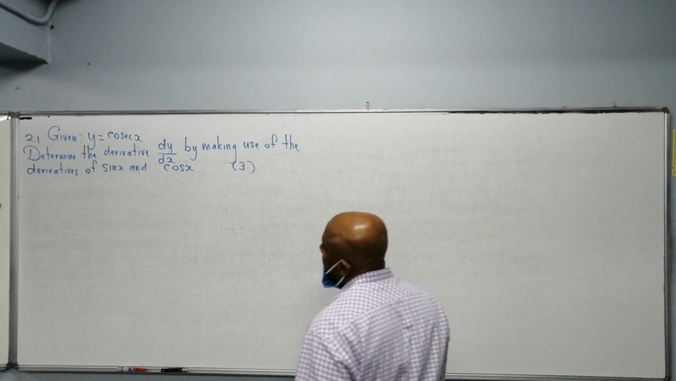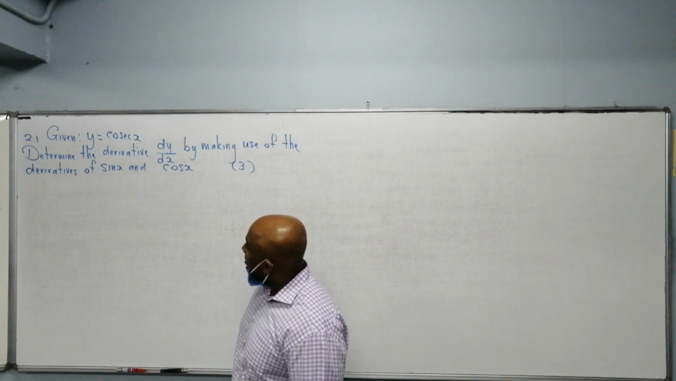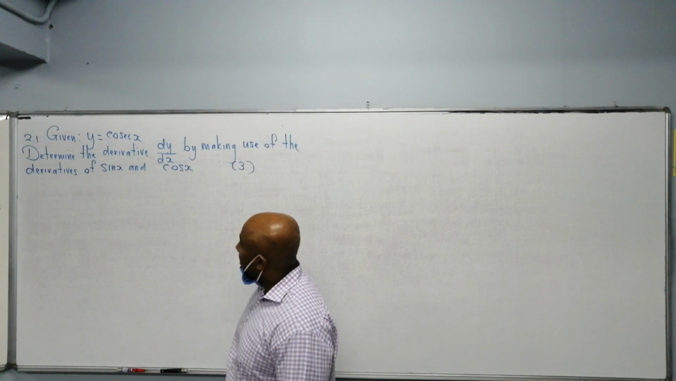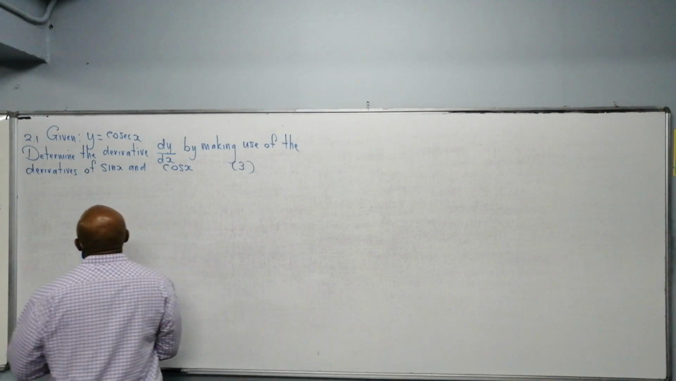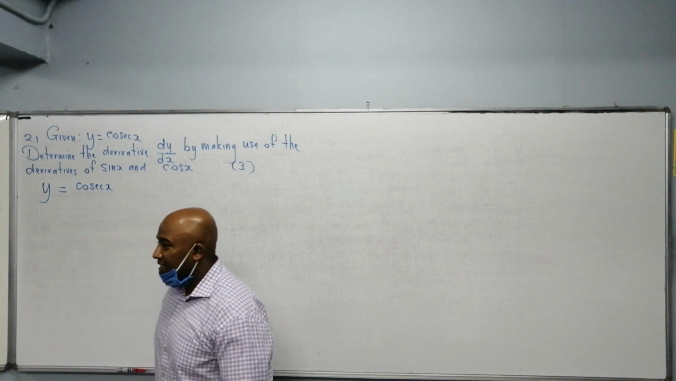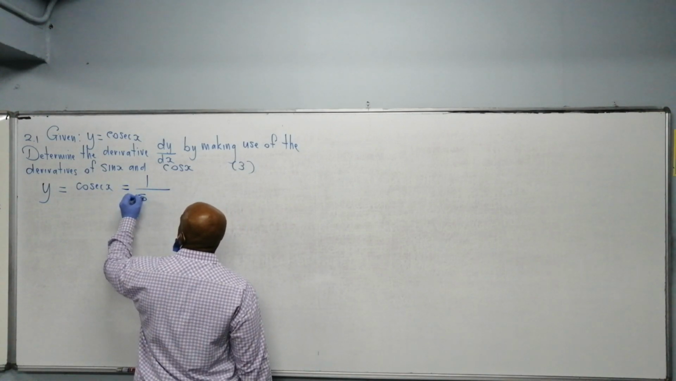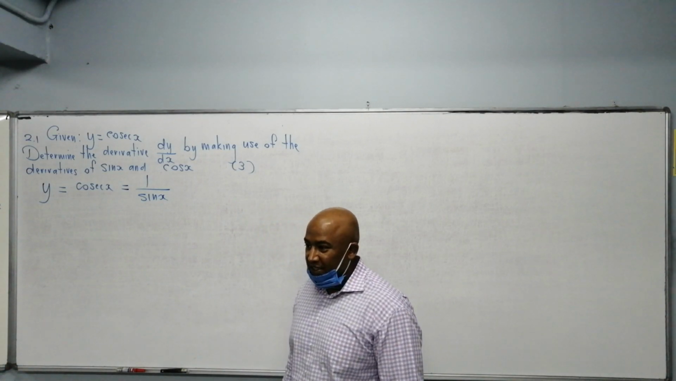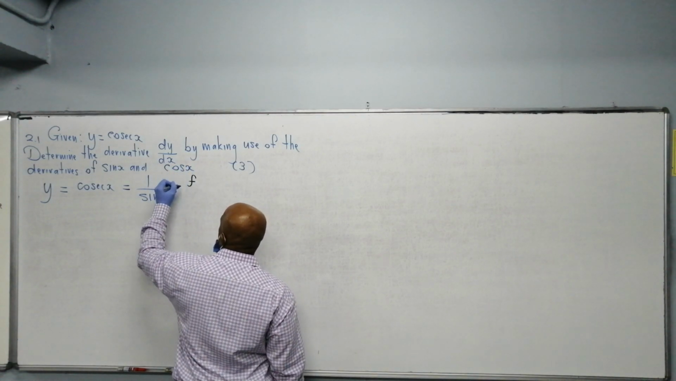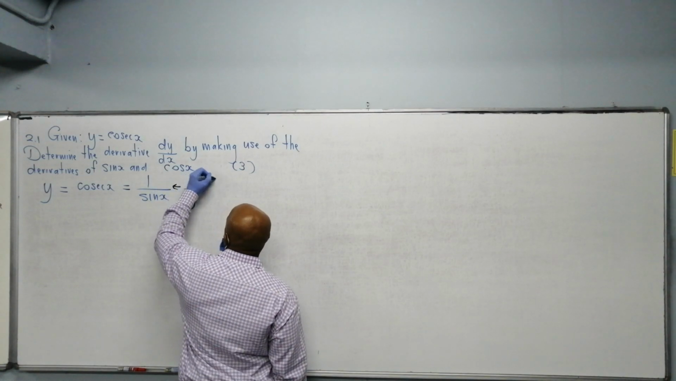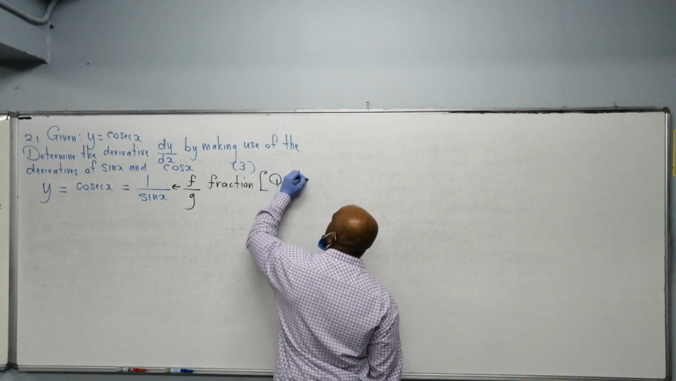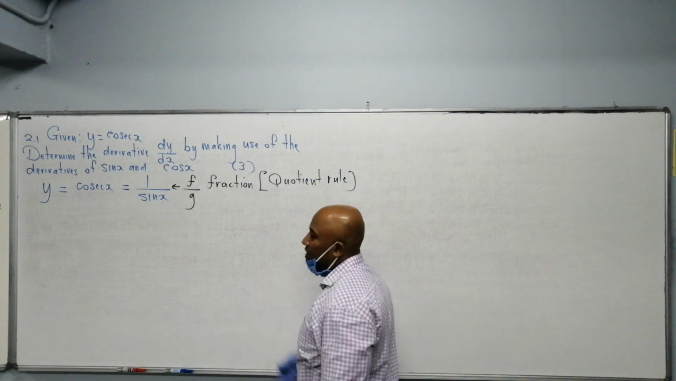Right, question 2.1, common question. Given y is equal to cosec x, determine the derivative dy over dx by making use of the derivatives of sine and cos. Alright, so what do we have? We got y is equal to cosec x. So what you're going to do is write it as 1 over sine x. So now you have your 1 over sine. Okay, so now this is a fraction. So let's call the numerator f, denominator g. So fraction. So therefore, we are going to be using the quotient rule because it's division.